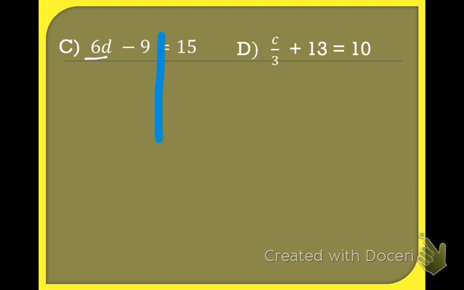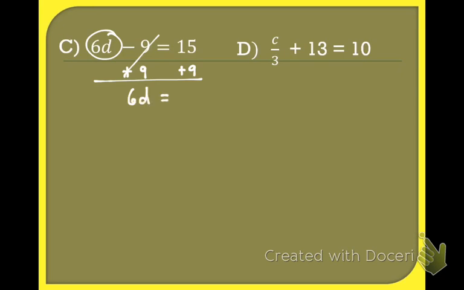This is the equal sign, which means this is all to the left and this is all to the right. So we are trying to get rid of everything except for the d on the left-hand side. So the first thing I have to do is add or subtract. For this, I'm going to try to get rid of minus 9. What's the opposite of minus 9? Plus 9. So add 9 to both sides. Remember, you got to be fair. This will cancel out. And on the left side, I am left with 6d.